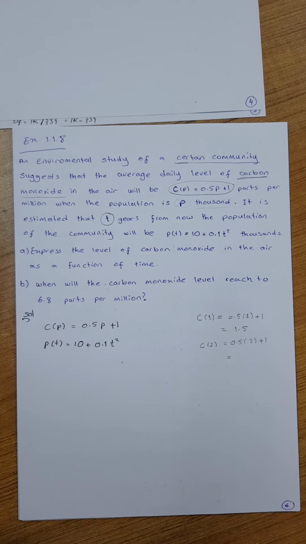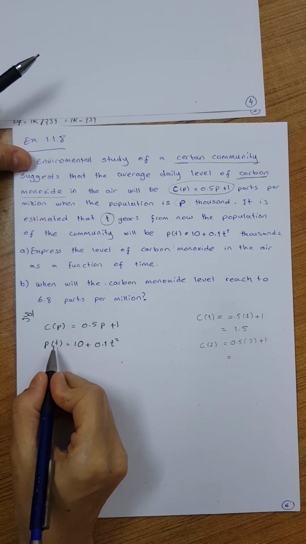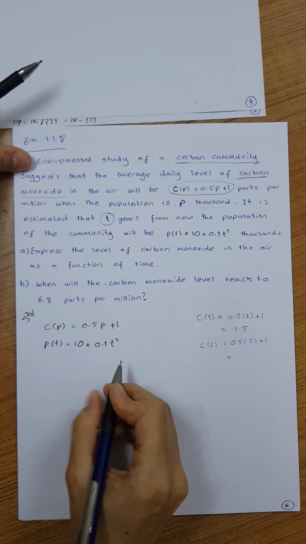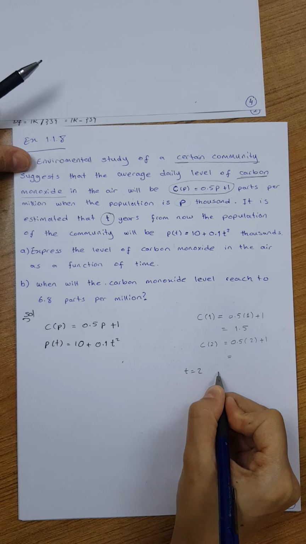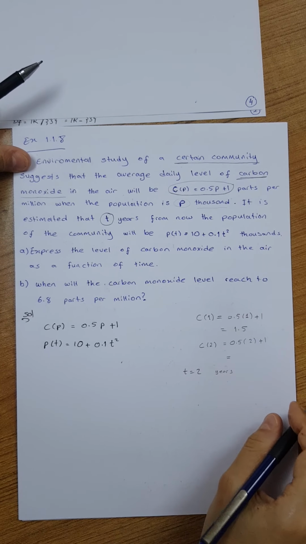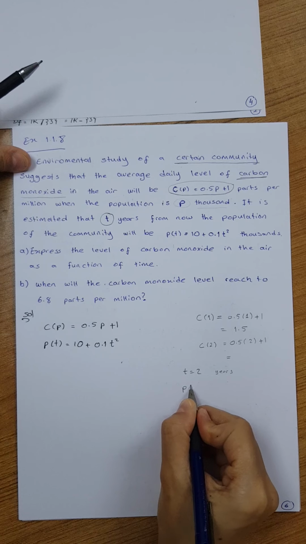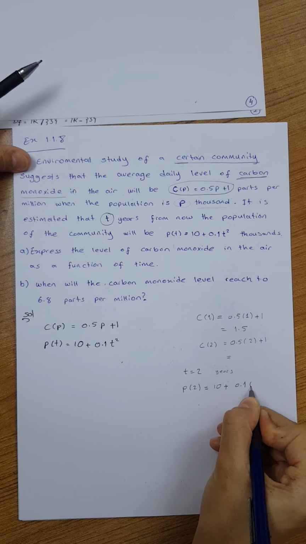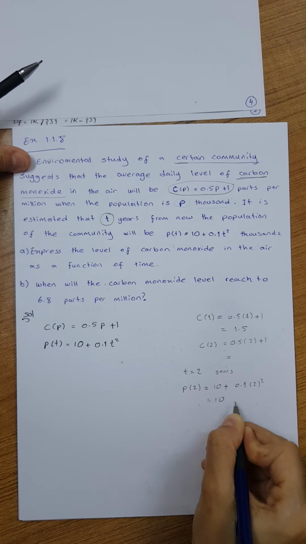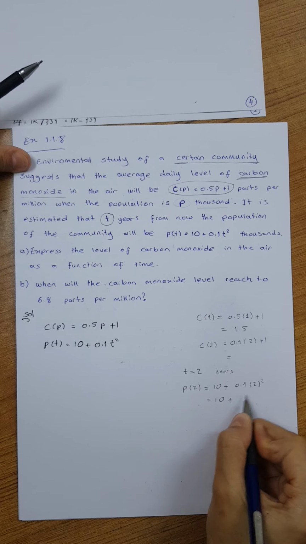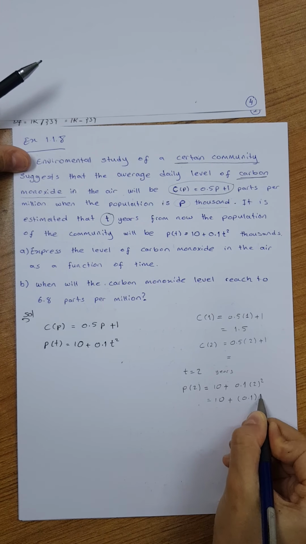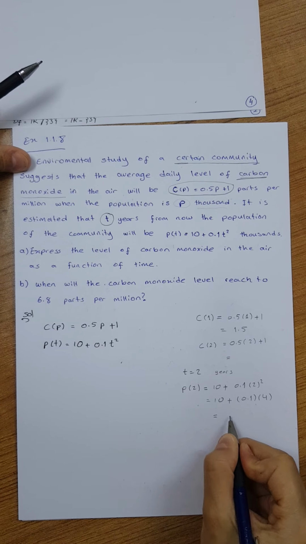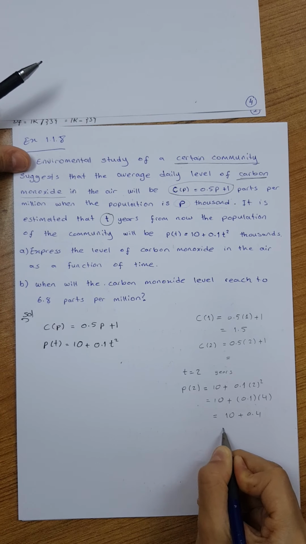What does that mean? For example, if I want to calculate the population after 2 years, I will put T is equal to 2. Okay, that is in years. How can I calculate it? I will say population after 2 years is equal to 10 plus 0.1 multiplied by 2 squared. So that is 10 plus 0.1 multiplied by 4. 0.1 multiplied by 4 is equal to what? Is equal to 0.4. So that one is equal to what?